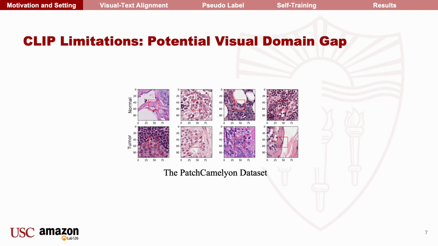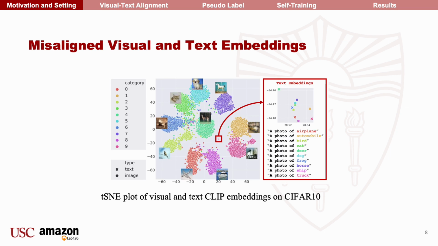On the other hand, similar to all deep learning models, ReCLIP experiences degraded performance when the visual domain gap is too large. For example, on the PatchCamelyon dataset, ReCLIP has limited performance in generating discriminative visual embeddings for medical scans of tumor and normal tissues.